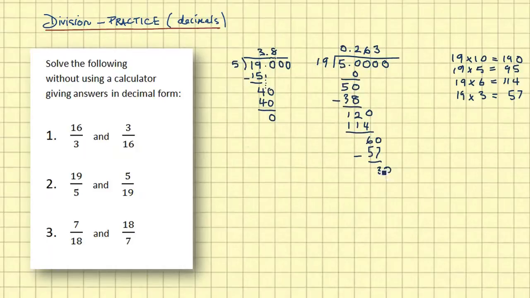19 into 30, 30 divided by 19, is simply going to go in once. And 1 times 19 is going to give us 19. So subtract, and we're going to get 11 here. So the next thing that we would divide into is 110.